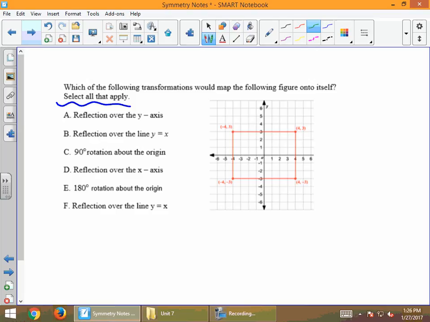Okay? So let's just take a look at A. Reflection over the y-axis. So all we have to do is just pick one point and reflect over that line. Which point do we want to use? Negative 4, 3, 4, 3, 4, negative 3, 4, 3. Okay. So when we reflect 4, 3 over the y-axis, again, you just count. How far is this one away from the y-axis? 4. Okay? So we count 4, then we go 1, 2, 3, 4. Did that map up with another point? Yes. Yeah.